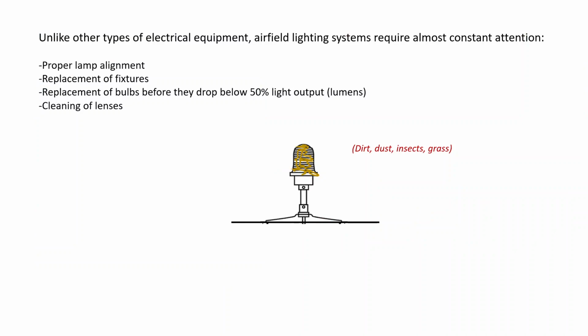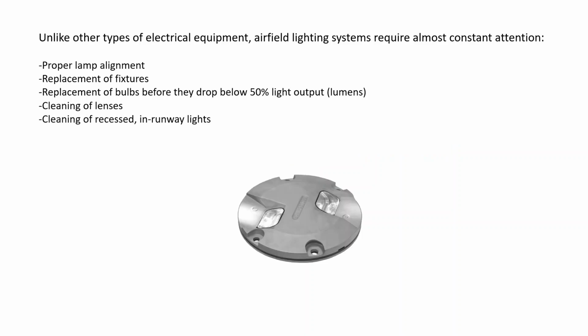Cleaning of lenses is also very important. We have dirt, dust, insects, grass, all sorts of stuff. Cleaning of recessed in-runway lights is also important. And I think it's fairly obvious why.